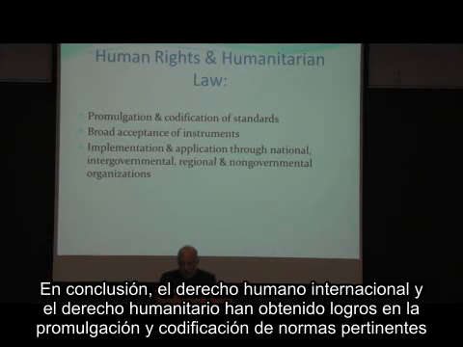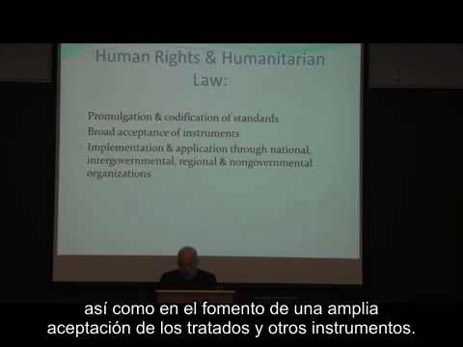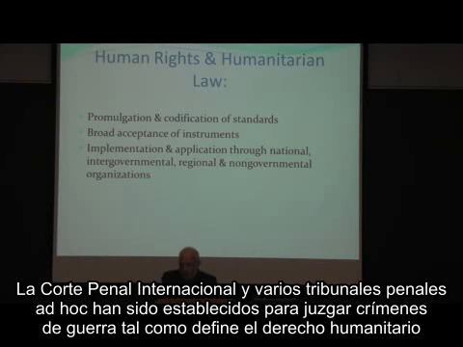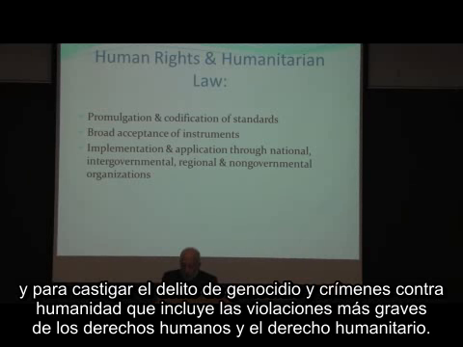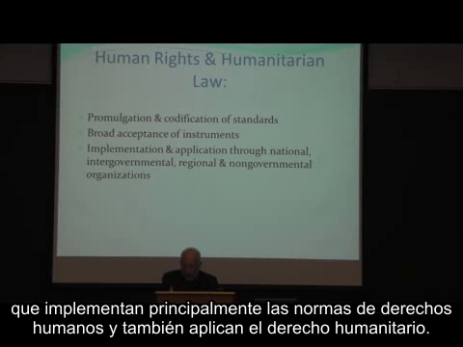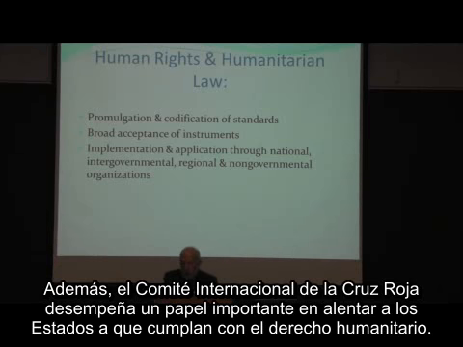So, in conclusion, international human rights law and humanitarian law have succeeded in promulgating and codifying relevant standards, as well as in encouraging broad acceptance of treaties and other instruments. The International Criminal Court and several ad hoc criminal tribunals have been established to prosecute war crimes as defined by humanitarian law, as well as to punish the crime of genocide and crimes against humanity, which include the most serious violations of human rights and humanitarian law. There are many other national, intergovernmental, regional, and non-governmental mechanisms which principally implement human rights law, but also humanitarian law. In addition, the International Committee of the Red Cross plays an important role in encouraging states to comply with humanitarian law and interpreting humanitarian law.